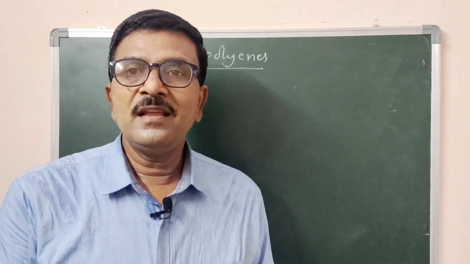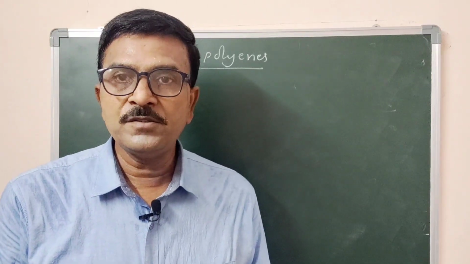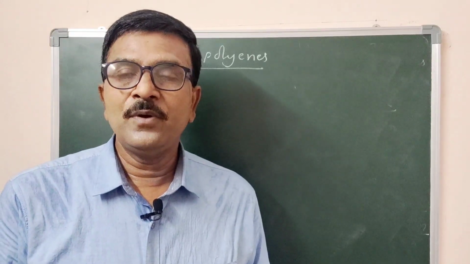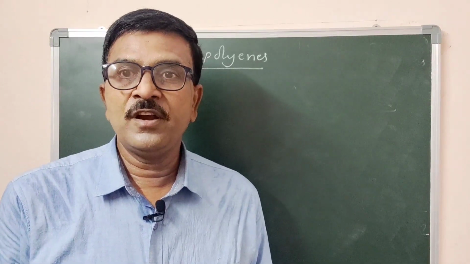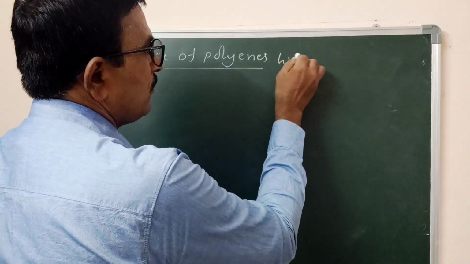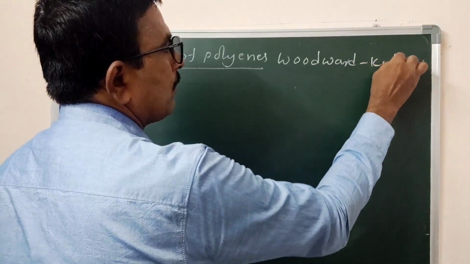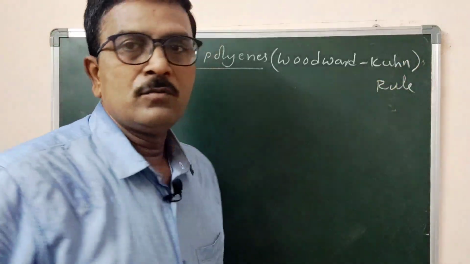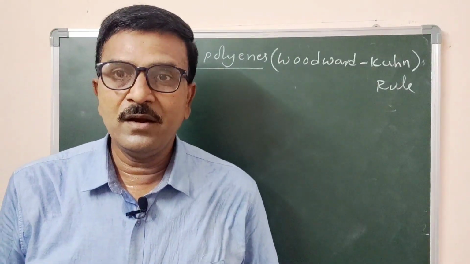That is, in case of polyenes, compounds containing more than 4 conjugated double bonds, the absorption maxima are calculated with the help of Woodward-Kuhn rule. Instead of Woodward-Fieser, there is a Woodward-Kuhn rule. So Woodward-Kuhn rules are applicable for polyenes, not Woodward-Fieser rules.